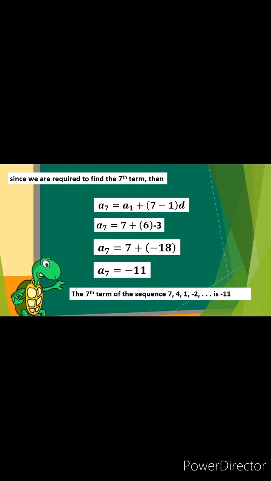Since we are required to find the seventh term, then we have a sub 7 is equal to a sub 1 plus 7 minus 1 times d. A sub 7 is equal to 7, that is the value of our a sub 1, plus 6 times negative 3. A sub 7 is equal to 7 plus negative 18, and finally, a sub 7 is equal to negative 11. Therefore, the seventh term of the sequence 7, 4, 1, and negative 2 is negative 11.